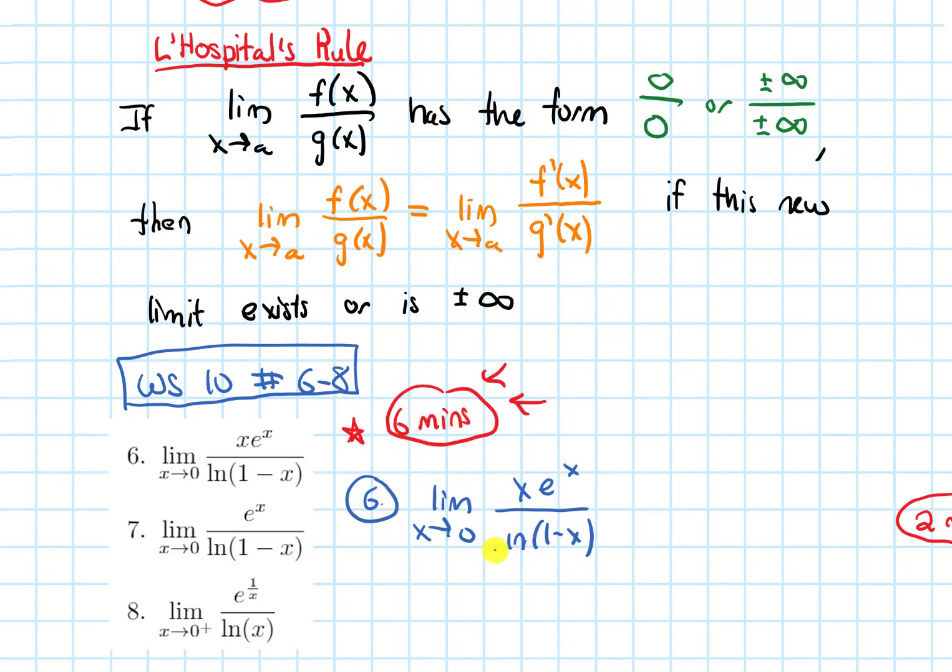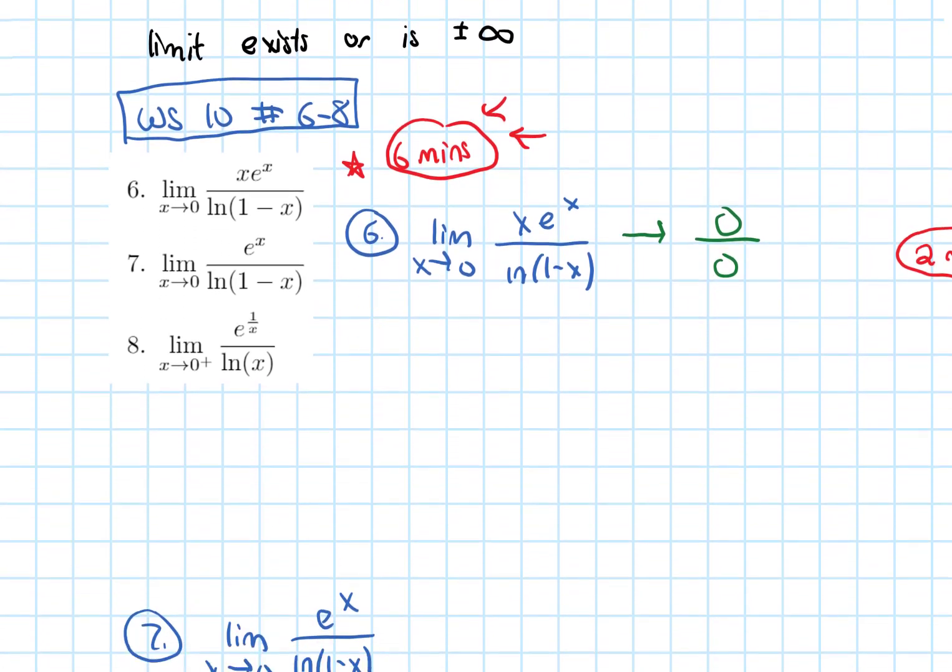So for 6, we have this limit, and I can get it started by plugging in. If I do that, on the top, I'm going to get 0 times something. That's 0. 0 times 1, actually, which is 0. On the bottom, I'll get ln of 1, which is also 0. Okay, so this is a form I can use L'Hopital's on. So I'll write equals. I'll write LH above the equal sign to indicate I'm going to do L'Hopital's rule.